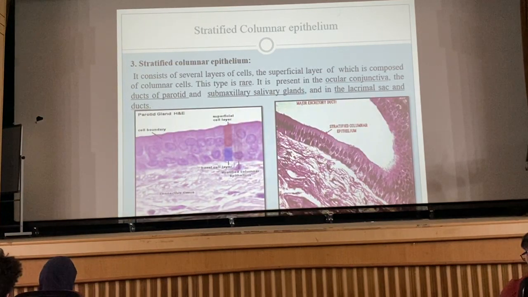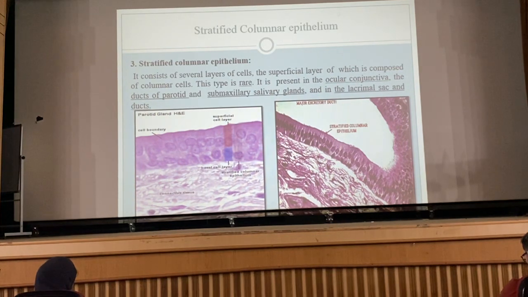Stratified columnar epithelium, in fact, this type of epithelium has limited distribution in the human body, or is a bit rare, only found in certain locations. It consists of several layers of cells, the superficial layer of which is composed of columnar cells. As it is mentioned here, it is rare and present in the ocular conjunctiva, in the eye.